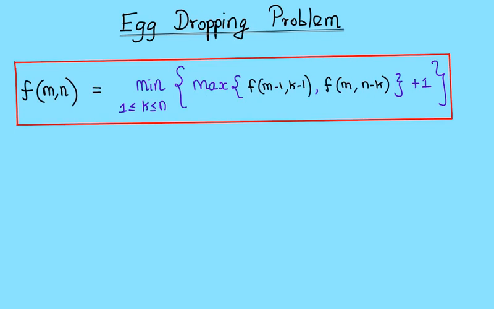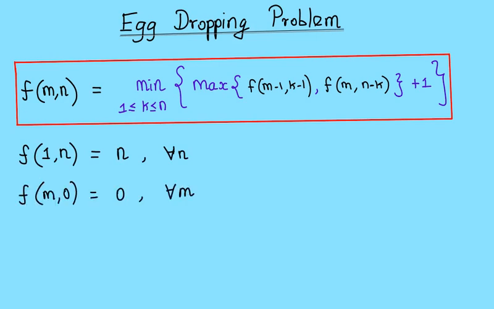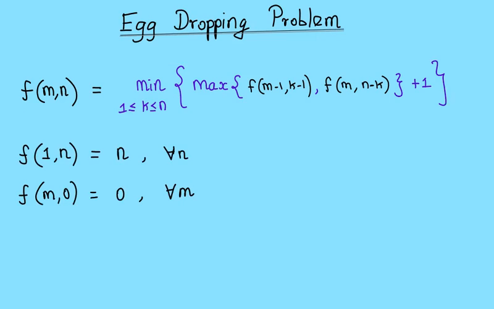And we know that if we have only one egg, the minimum trials needed is the same as the number of floors, that is f of 1 comma n is equal to n for all n, and obviously f of m comma 0 is equal to 0 for all m. Now we have the recurrence relation and the base cases. Note that this is same as this.